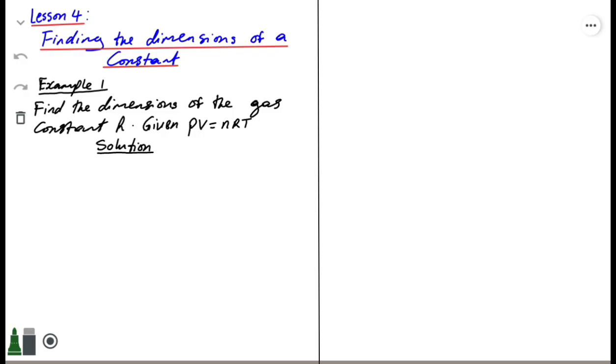So in today's class, we're going to continue with our lesson on dimension analysis. And today, I'm going to show you how to find the dimension of a constant.